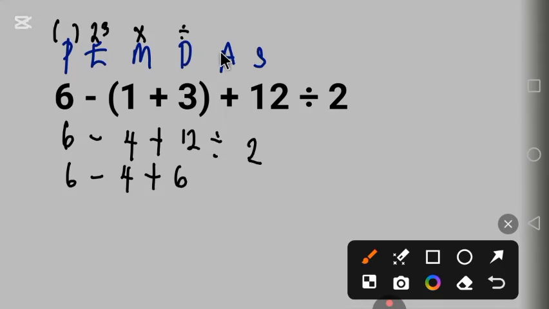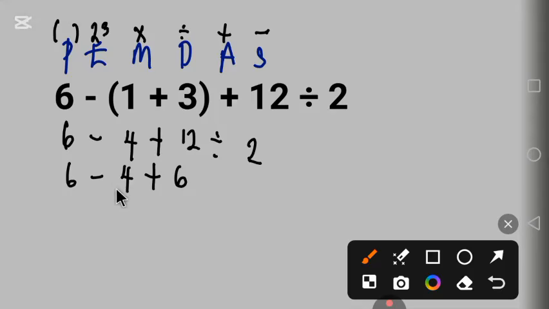Next on the PEMDAS is addition, and the last one is subtraction. Addition and subtraction have the same order of priority. We begin solving from left to right. That is, we solve the one that came first from the left. In this case, the subtraction came first from the left, so we solve this subtraction before the addition.